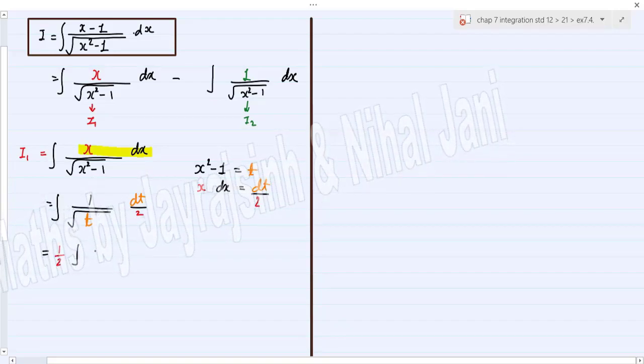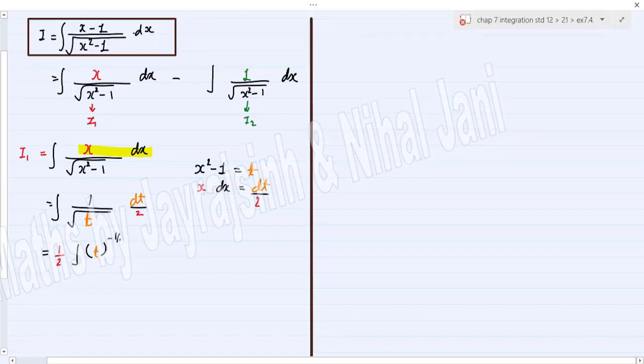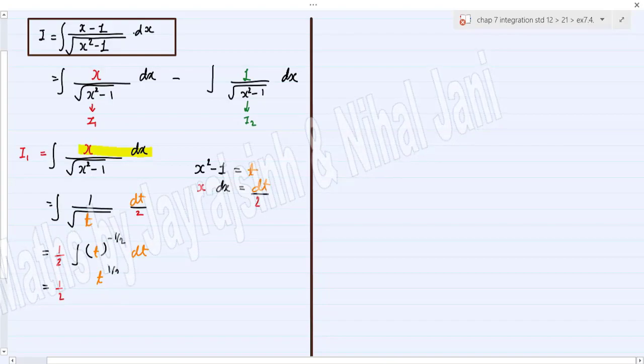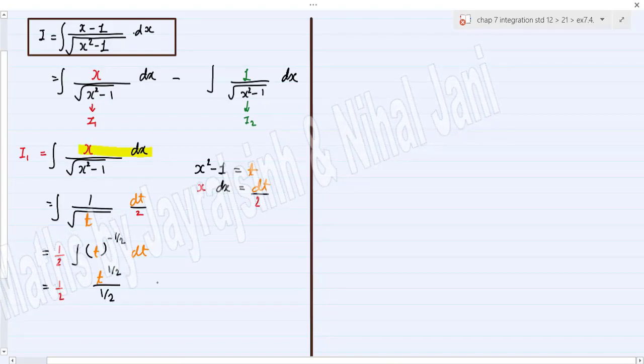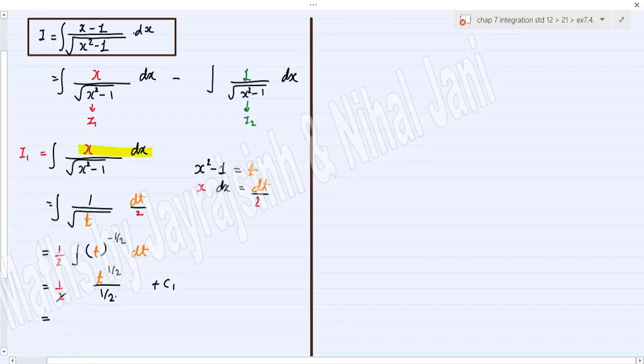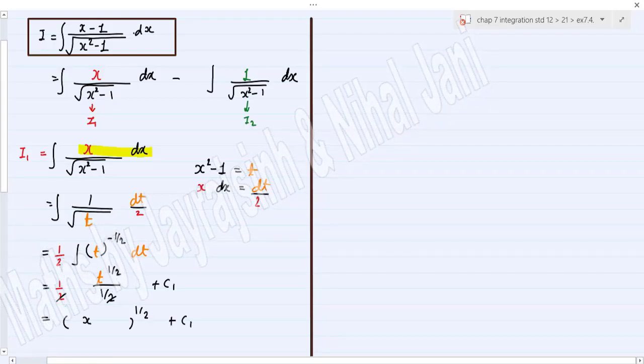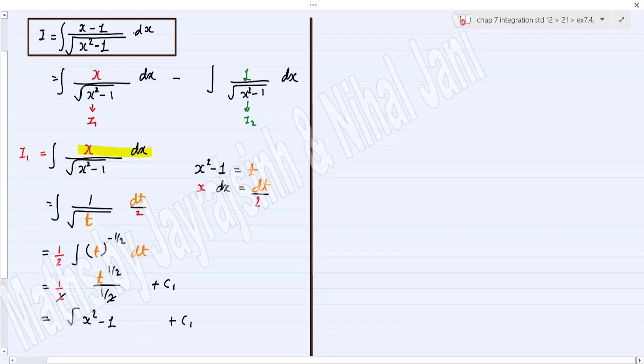We just have to integrate t raised to minus 1 by 2, which is nothing but t raised to 1 by 2 upon 1 by 2 plus c1. Now for simplification, 2 will cancel out. We will get t raised to 1 by 2. Just substitute the value of t, which is x square minus 1, or we can say under root of x square minus 1 plus c1 is your I1.